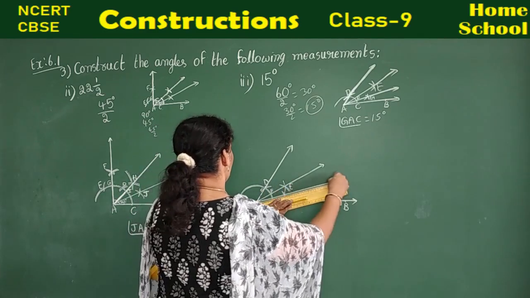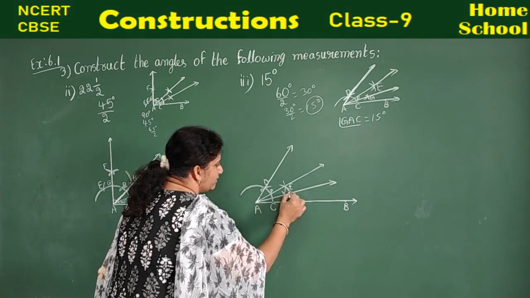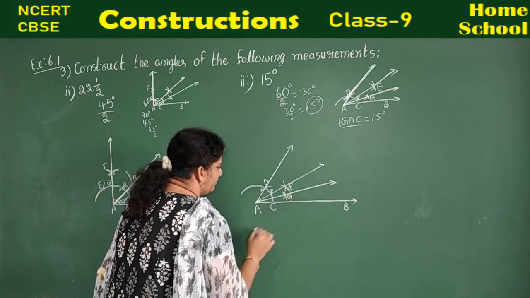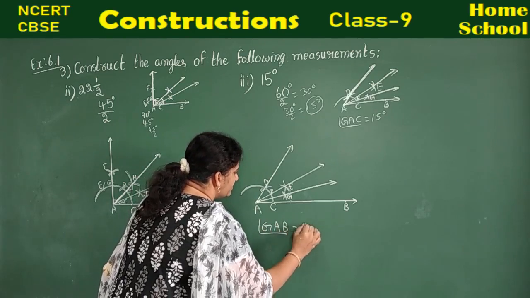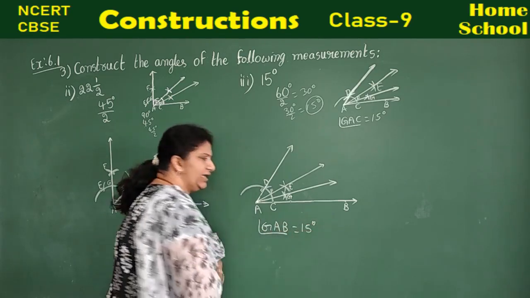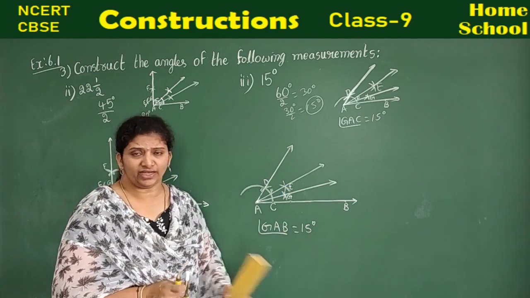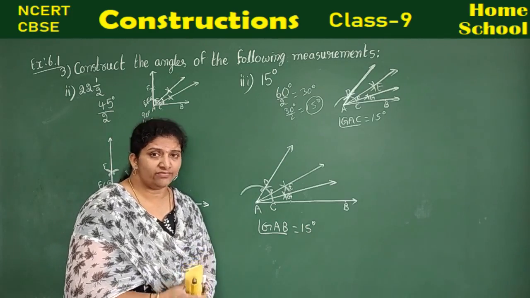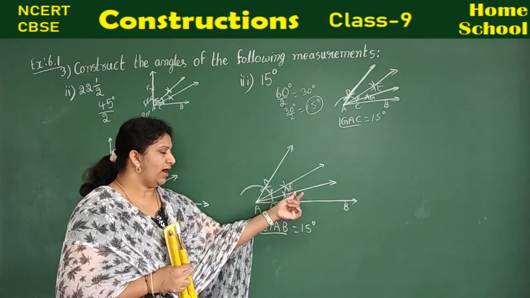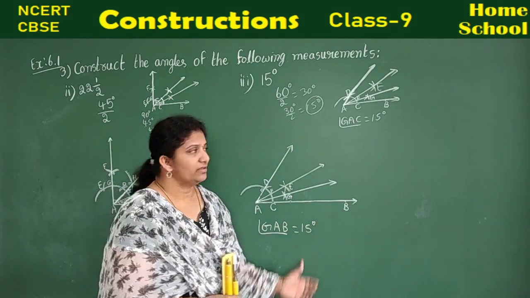And mark this G. Angle GAB is equal to 15 degree, and also angle GAE is 15 degree. Right? They asked us to create an angle of 15 degree. Therefore, angle GAB is equal to 15 degree.